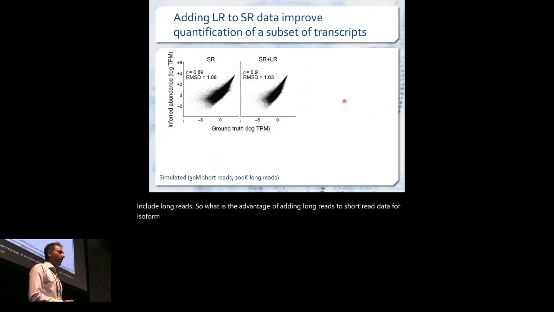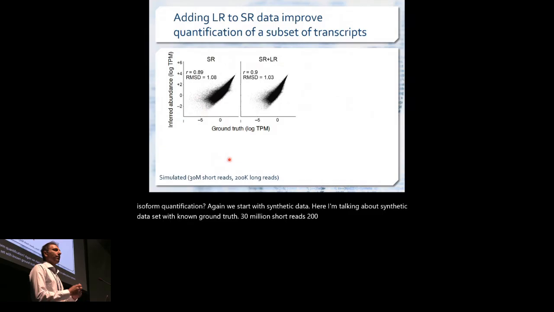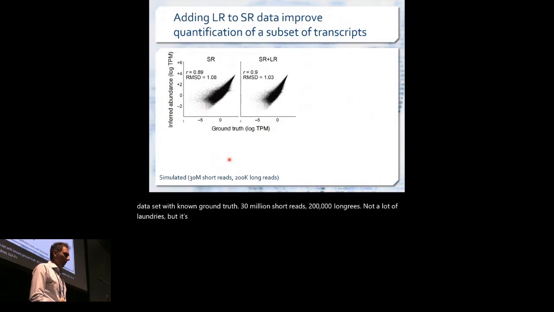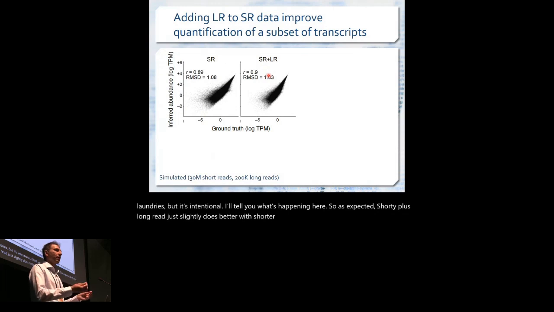Again, we start with synthetic data. Here I'm talking about a synthetic data set with known ground truth, 30 million short reads, 200,000 long reads. Not a lot of long reads, but it's intentional. I'll tell you what's happening here. As expected, short read plus long read does just slightly better than short read alone, because really this data set is dominated by short reads. There are very few long reads.